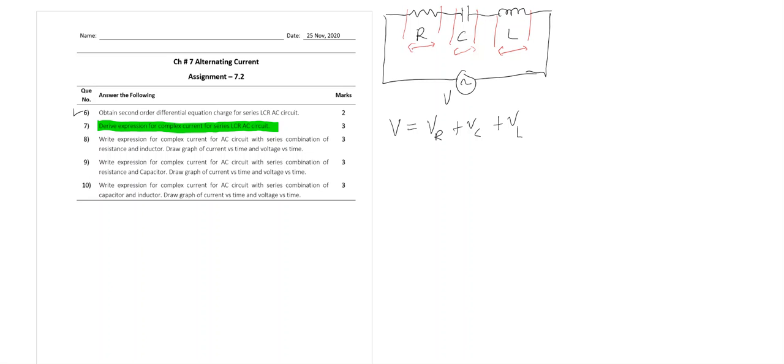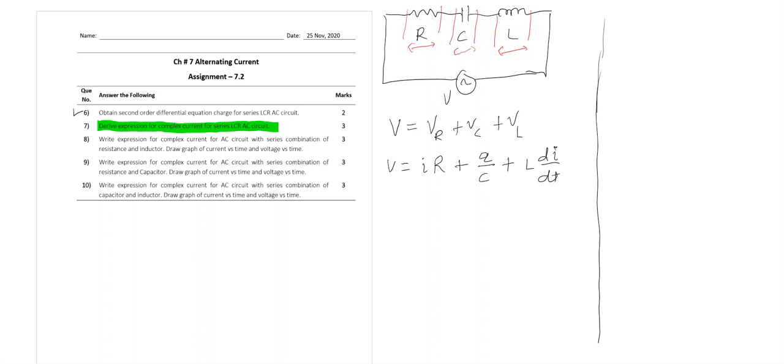Now we know that if the current here is I, then V can be written as I into R plus the voltage across the capacitor, which is obviously Q by C, where Q is the charge stored on the capacitor, and for the inductor we know it is L di by dt. In the last video also we had this equation.